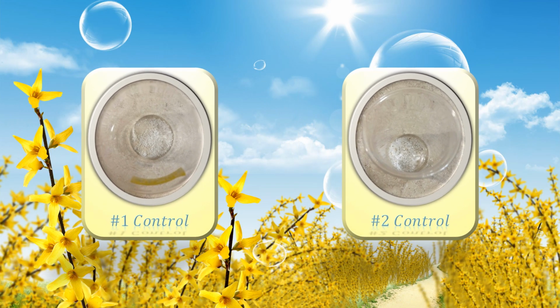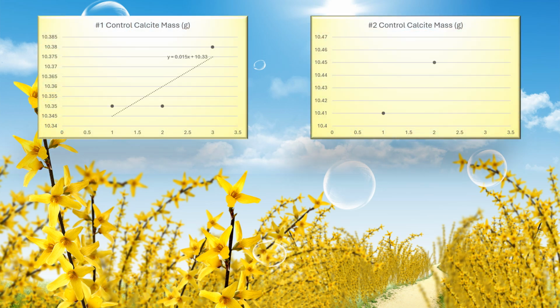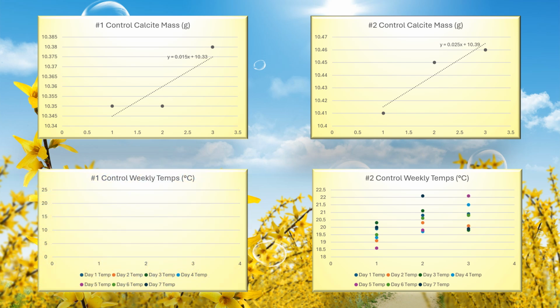Here are our two controls. Beautiful calcite, as always. They were both also increasing. Number one kind of stabled out for the first week, but I do believe that might have been error to me as well. It took a while for the scale to balance out. I will definitely say that. But yeah.